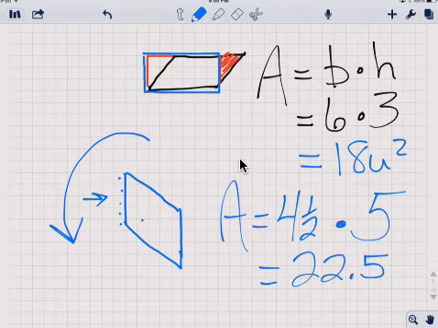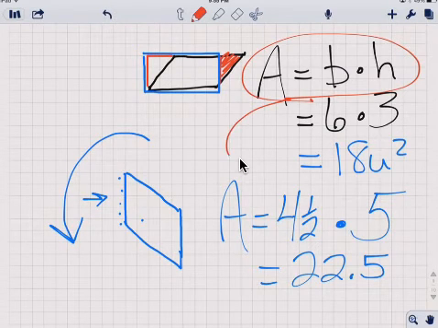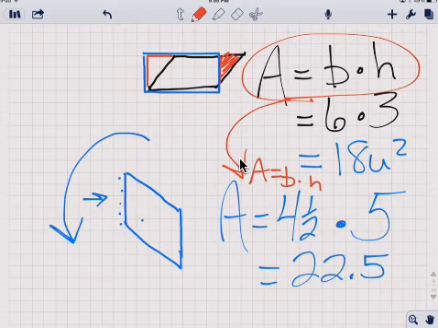22.5. Hopefully somebody realized the step in my formula that I forgot to do, because I would yell at you guys for doing it, but I forgot to do it myself. And that is my formula, A equals B times H. That should have come down here first. A equals B times H.